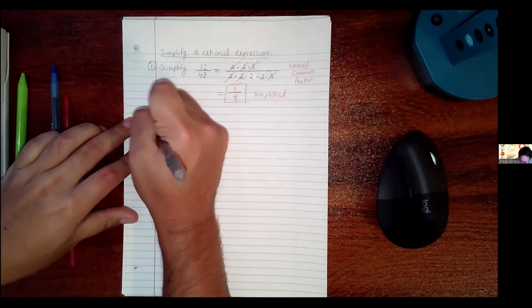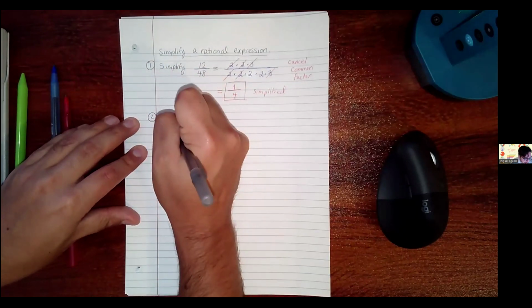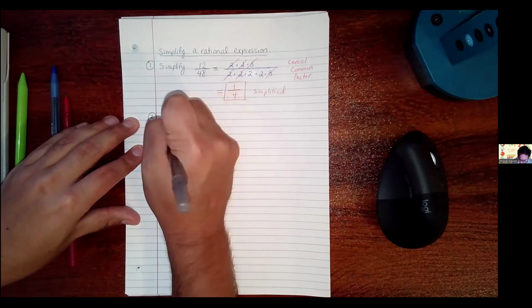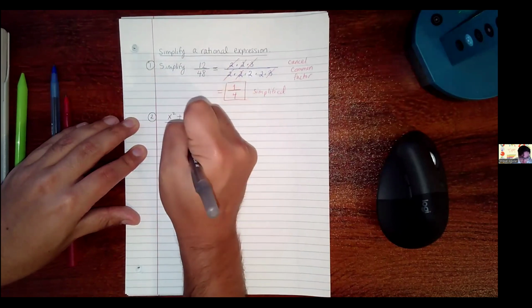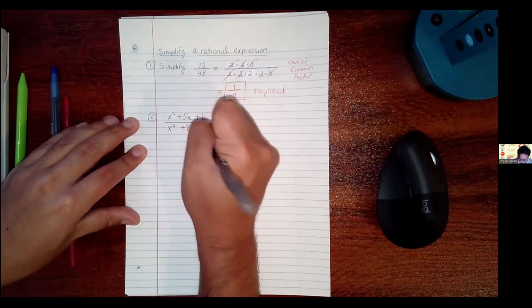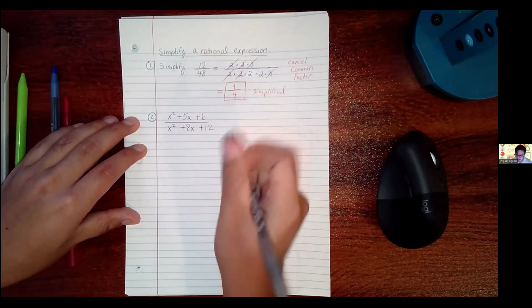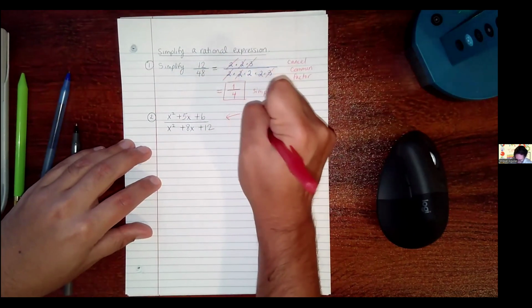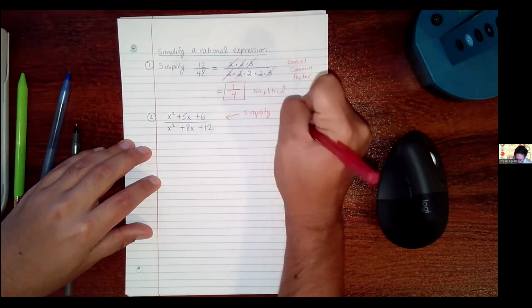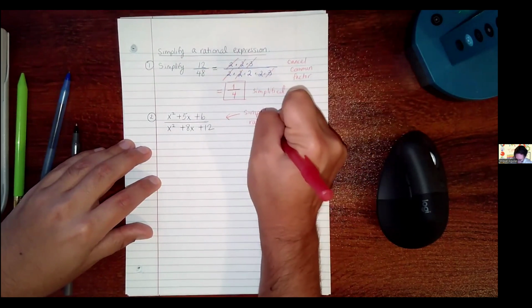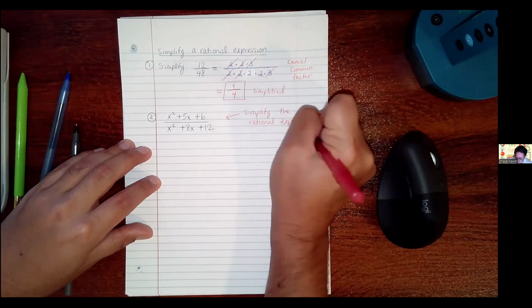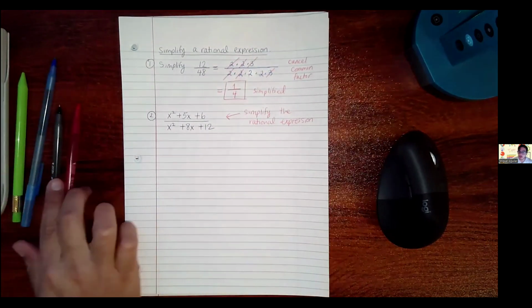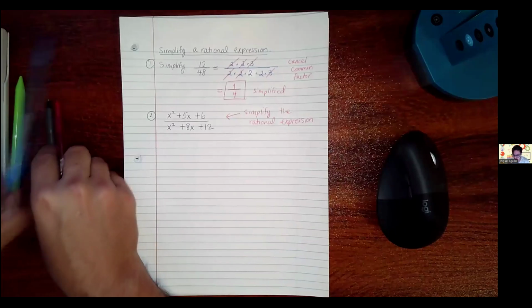The kinds of problems you're going to see in ALEKS will tell you to simplify something that looks like this. X squared plus 5x plus 6 over x squared plus 8x plus 12. Okay, so this is what we need to simplify. And they will say, simplify the rational expression. And it's very similar to this idea of simplifying a fraction. There's only 3 steps for this process.